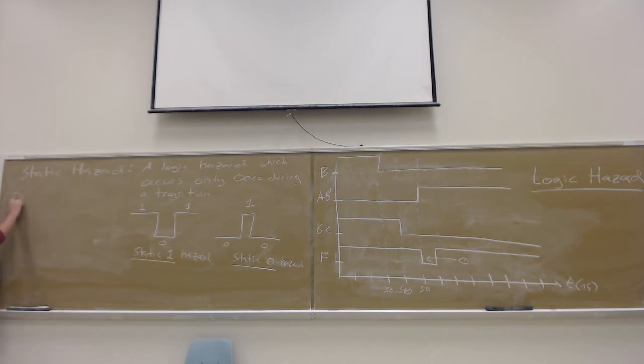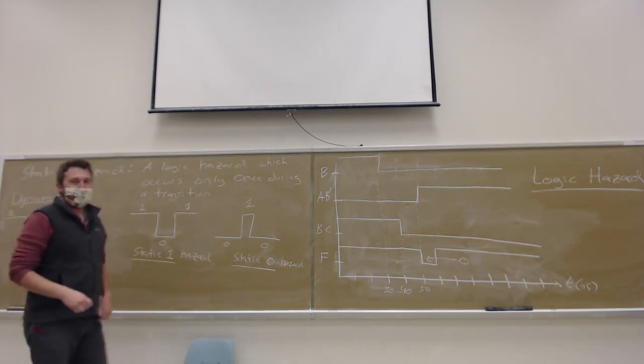A dynamic hazard, we typically don't label as a dynamic 1 hazard or a dynamic 0 hazard, but a dynamic hazard is a hazard which has a bunch of different weird things, right? So maybe it's at 1 and then it drops to 0, then it goes back to 1, and it drops back down to 0, and then stays at 1, right? This would be an example of a dynamic hazard, where the hazard itself occurs more than once during the transition.